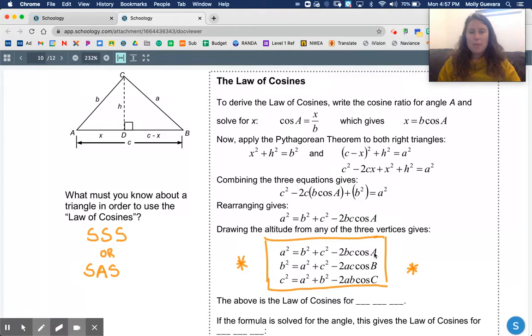So notice that whatever angle is in the cosine, that is what side is on the opposite side of the equal sign. And then your other 2 sides just fill in. So we are going to use these formulas to solve triangles, right? To find all of the different pieces of our triangles.